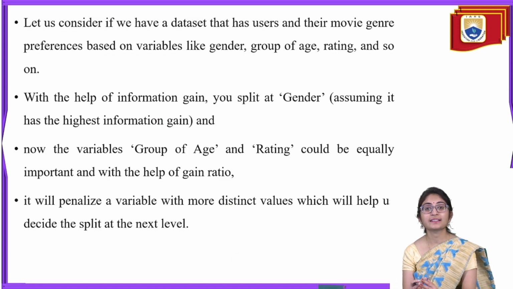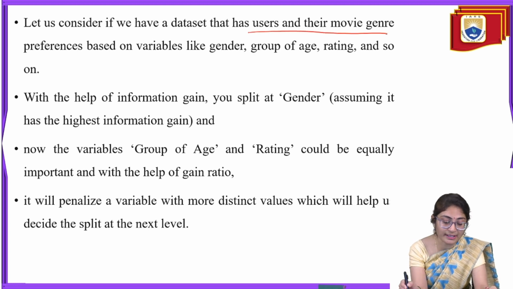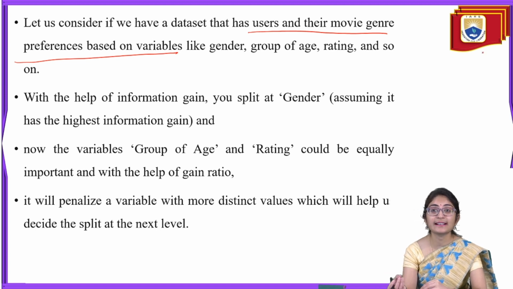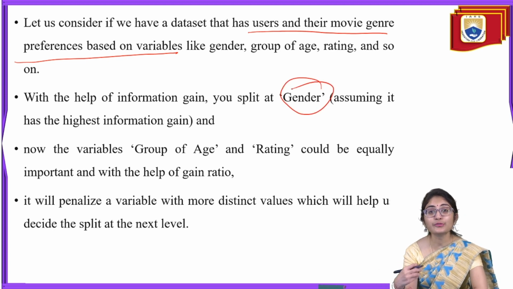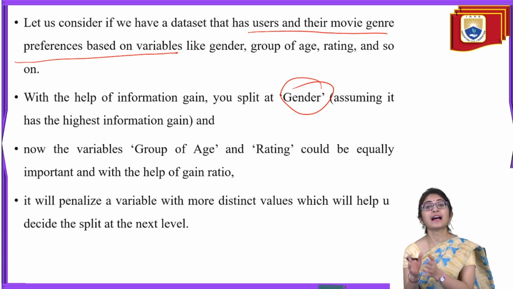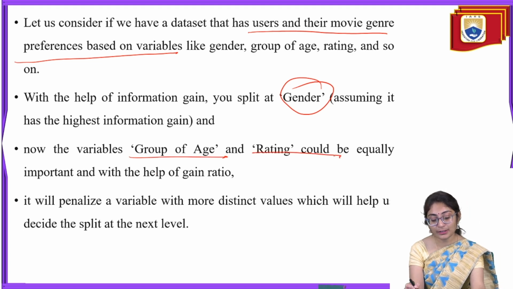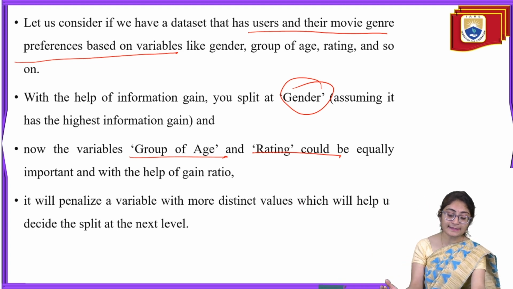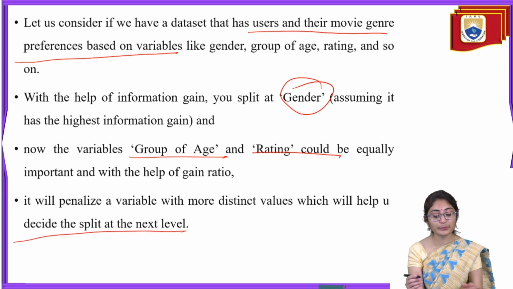Now let us consider we have a data set that has users and their movie genre preferences based on variables like gender, group of age, then rating and so on. With the help of information gain, you can split at gender. That means you can assume it has the highest information gain. And now variables group of age and rating could be equally important with the help of the gain ratio.